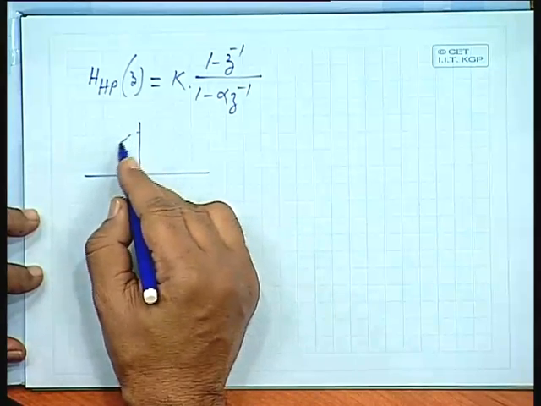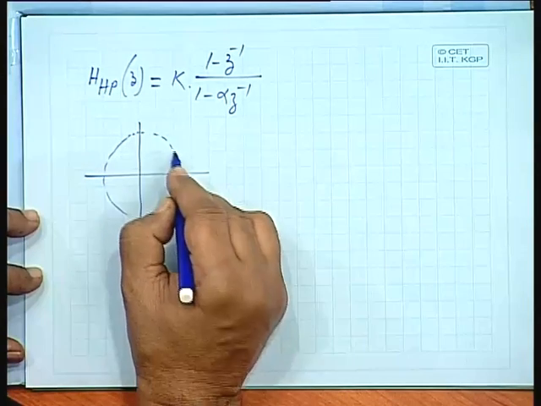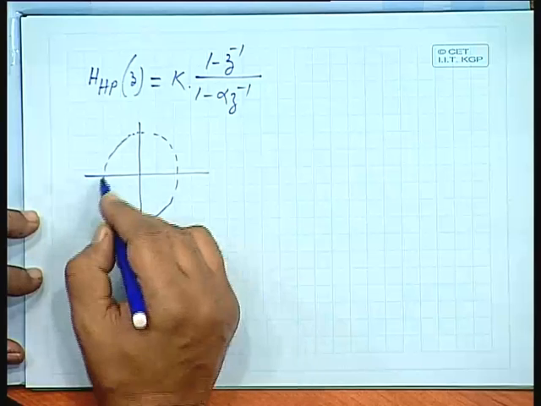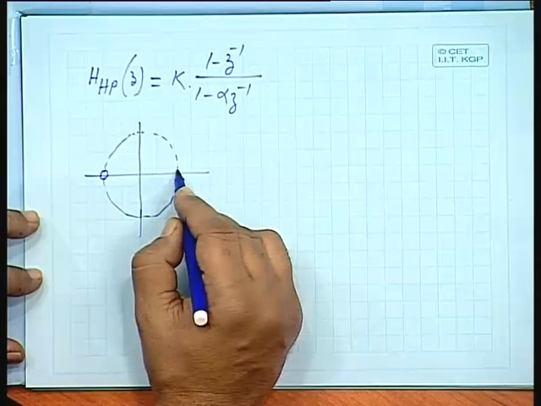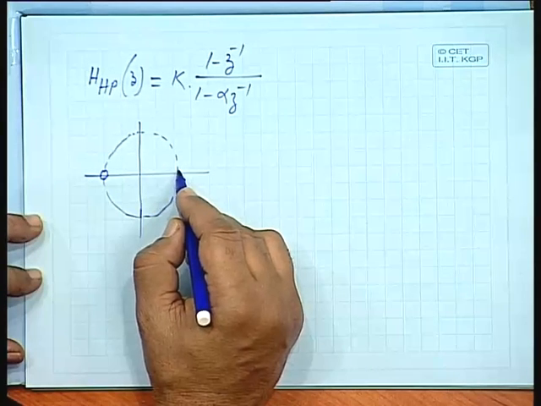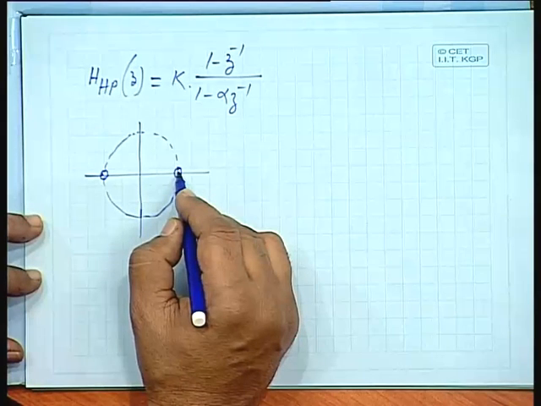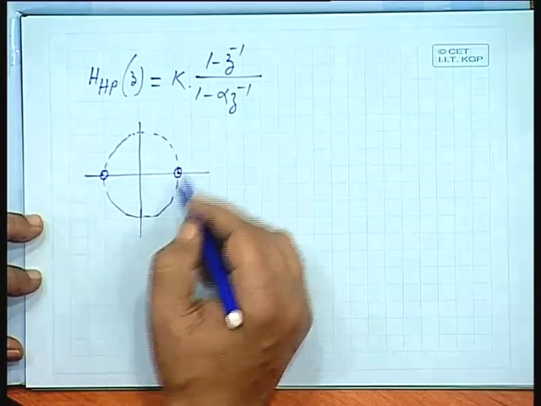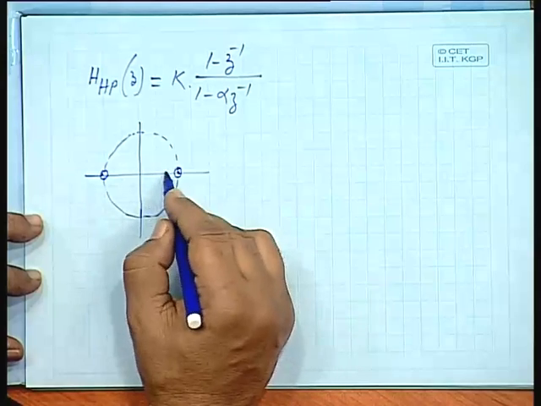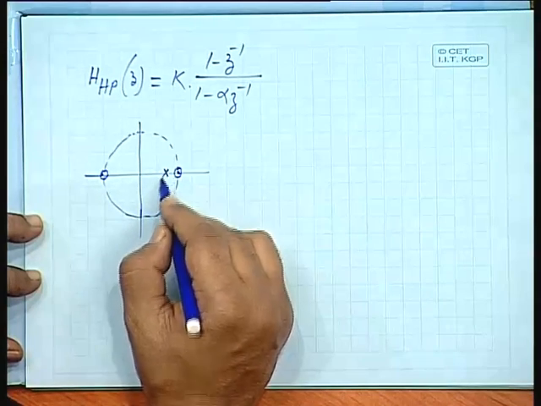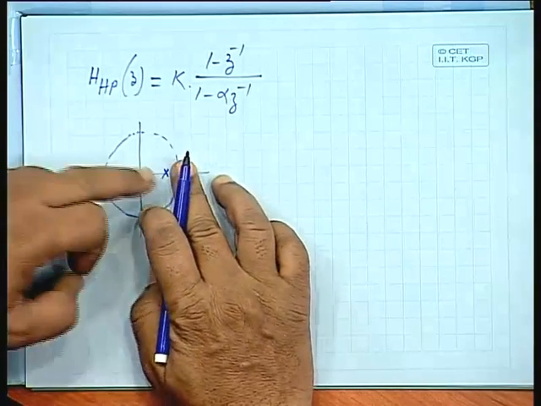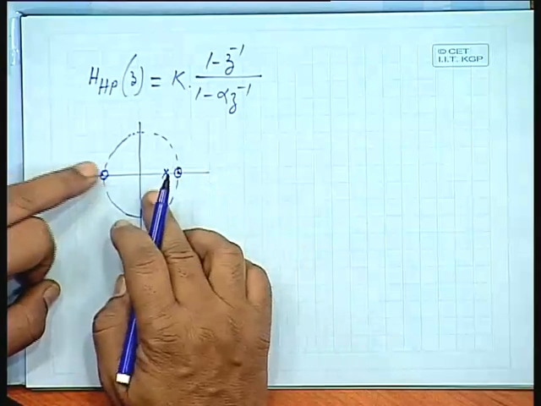Just like the previous case of only zeros, now I put a 0 here, earlier the 0 was here, now I have put a 0 here, okay. So now z is equal to 1 is a 0 and there is a pole here. So in the first case it was like this, in the second case it is like this.